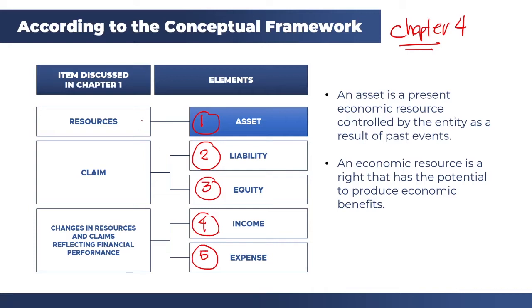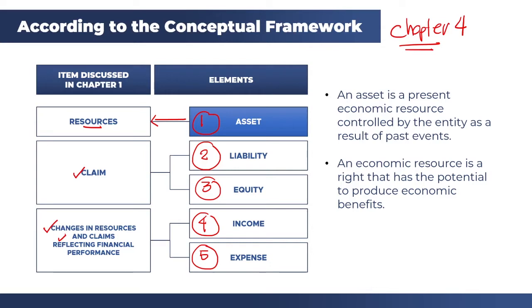You will also see that the asset is the only element of financial statement that relates to resource. This is why in the practical definition, we discussed that it is everything or every resource that a company owns, has a right to, or has a right to collect, because these are the resources that the company owns, as opposed to being claims or changes in resources and claims.